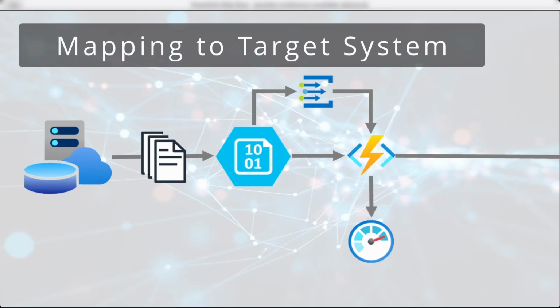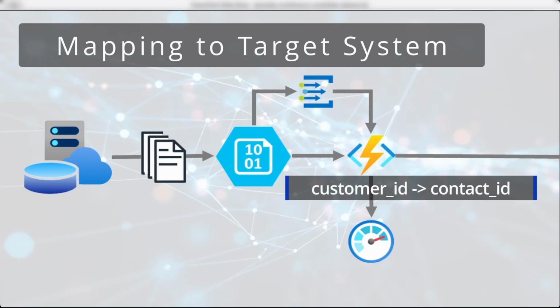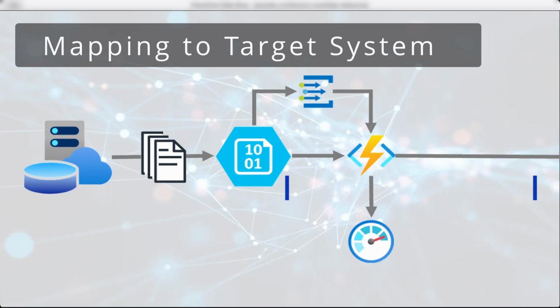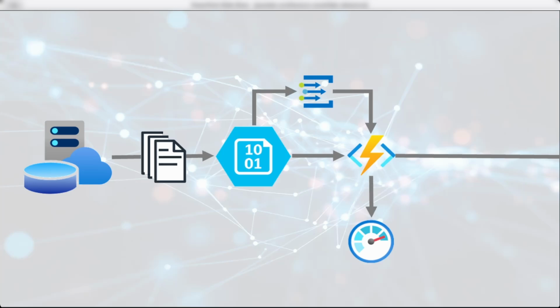Finally, the service maps the processed data to the target system schema. For example, it might map a customer ID field in the source data to a contact ID field in the target system. By using integration services, we create a flexible and scalable processing layer that can handle a wide variety of data formats and transformations. In the next section, we'll look at how the processed data is ingested into the target system.